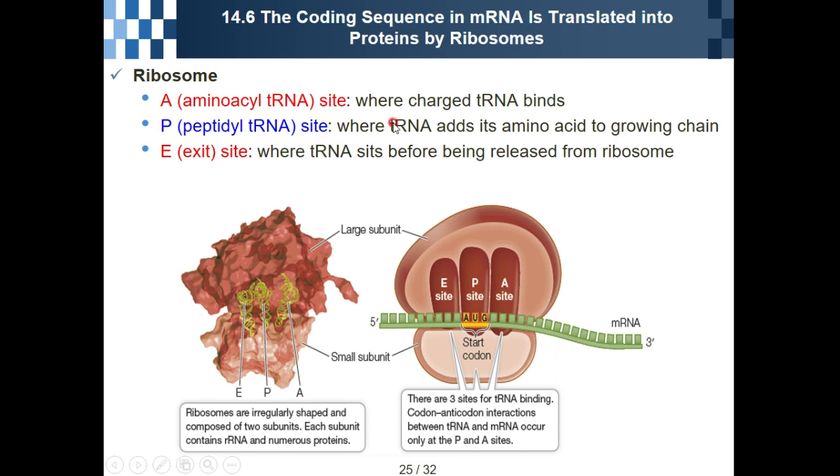We call this the A site, where charged tRNA binds. And the P site, where tRNA adds its amino acid to the growing chain. And this is the E site, where tRNA sits before being released from the protein. Okay, so next I will teach the specific function. The A site is the amino acid tRNA site, the P site is the peptide tRNA site, and E is the exit site.